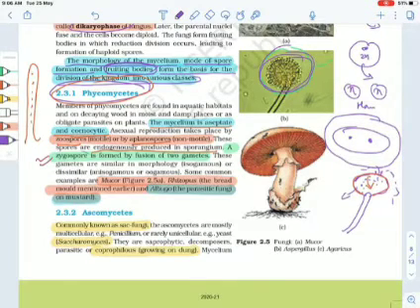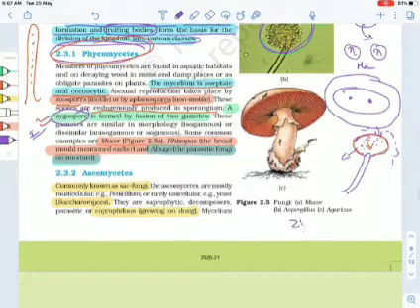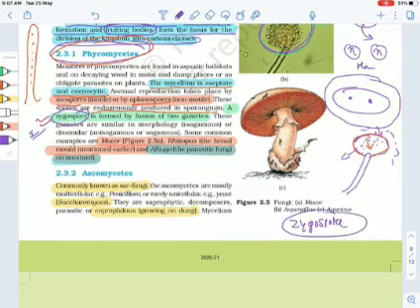A zygospore is formed by the fusion of two gametes. Remember the word zygospore. Important. Fusion of two gametes produces a zygospore. If these gametes are similar in morphology, they are called isogamous. If dissimilar, they are called anisogamous or oogamous.